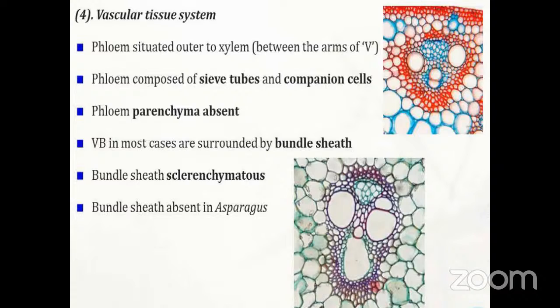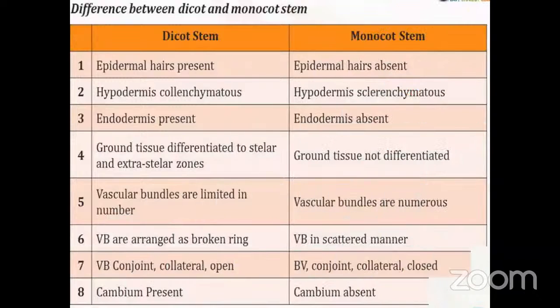Then phloem is situated outer to the xylem, in between the two arms. Phloem is composed of sieve tubes and companion cells. I told you already, sieve tubes are perforated, meaning having some holes. Companion cells are the cells just adjacent to the sieve tubes. Phloem parenchyma is absent here. The vascular bundle in most cases is surrounded by a bundle sheath, which is sclerenchymatous here. That is, around the vascular bundle you find a bundle sheath, and the bundle sheath is absent in asparagus.